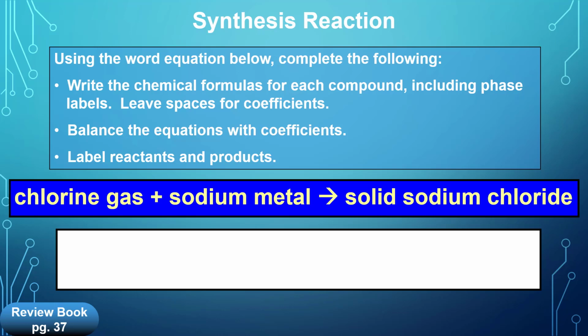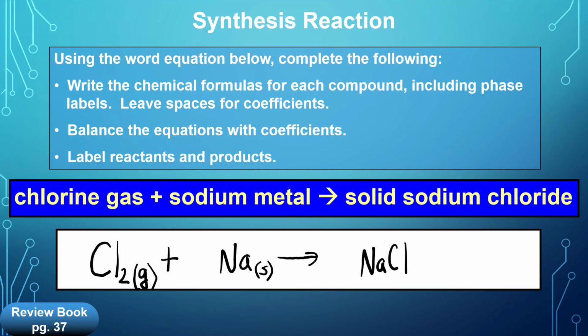So we're going to do chlorine gas. First, chlorine. It's a diatomic, so it comes in as a pair. It's a gas. And then sodium. Sodium is a solid at STP. I'm going to leave a little space in front of each element just in case we need to put a coefficient there to balance it. It's going to make sodium chloride. That's also a solid, as it says right there.